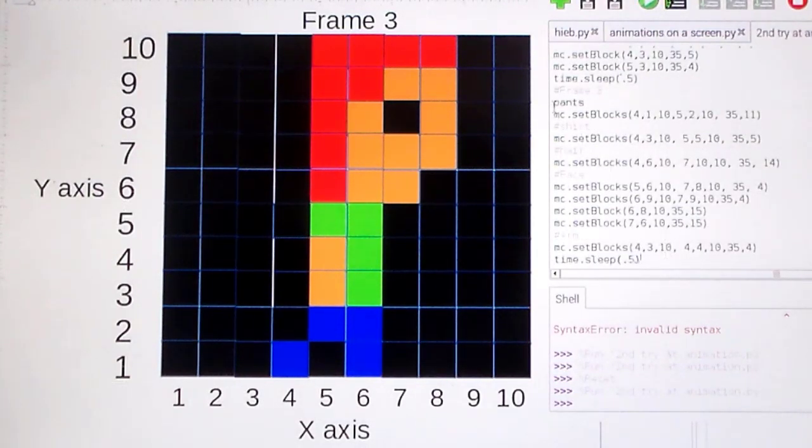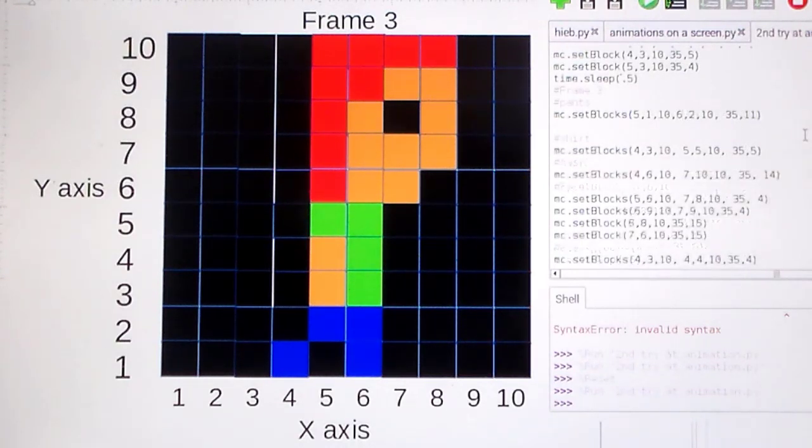All right. Now what we do is we have to go in and change all of our X's and move all of our X's 1 over. So instead of 4, 5. Instead of 5, 6. And we're going to do this for all the code running down here.